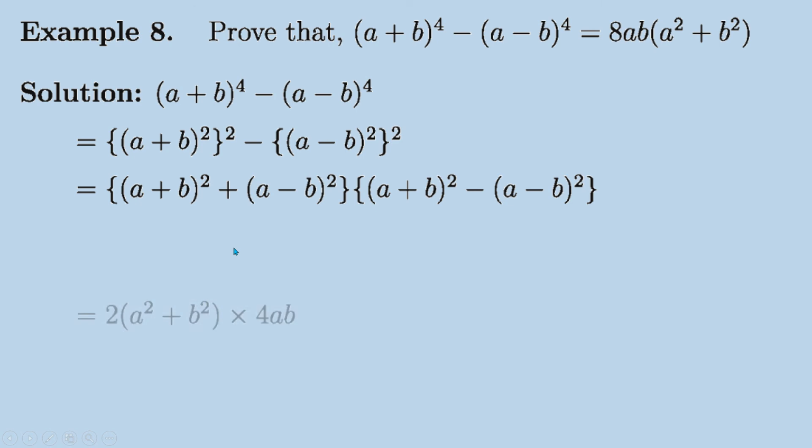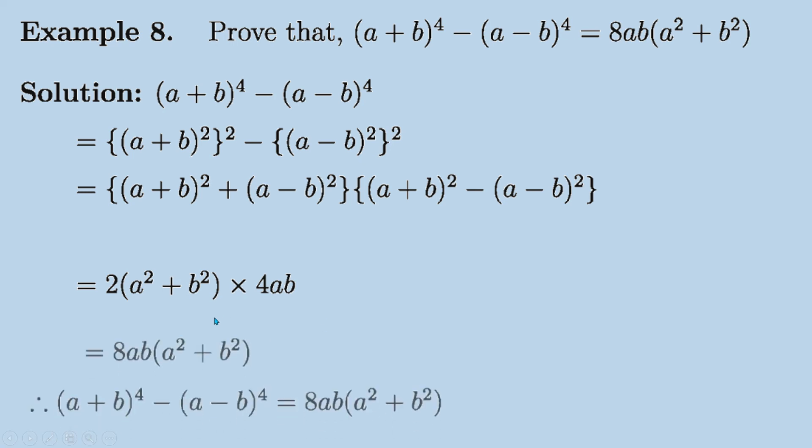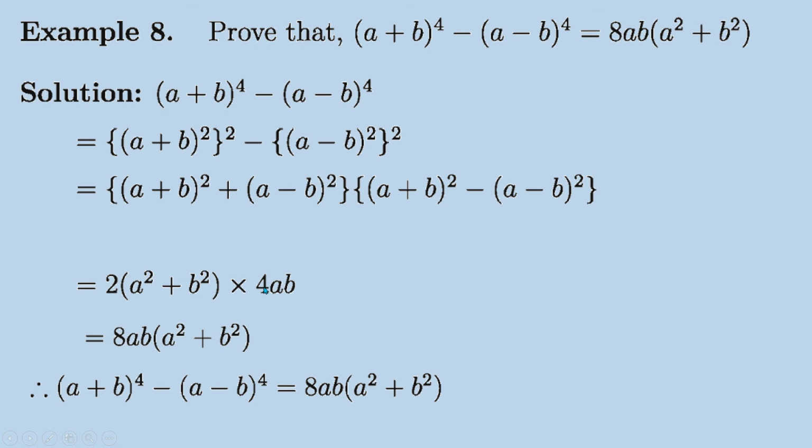Okay, now this we can write as (a plus b) whole square plus (a minus b) whole square, which we know is 2 into (a square plus b square), and also (a plus b) whole square minus (a minus b) whole square is equal to 4ab. Okay, now 2 into 4, that means 8ab into (a square plus b square), that means this is equal to this. So proof is complete.